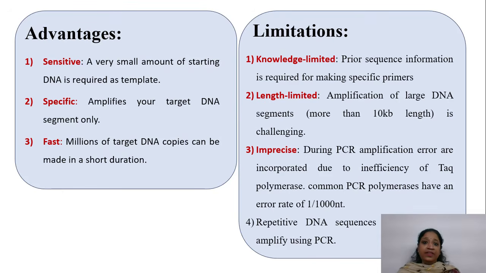Number 1. Sensitivity. PCR is incredibly sensitive, requiring only a small amount of starting DNA to generate millions of copies. This makes it invaluable in situations where DNA is limited, such as forensic samples or ancient DNA studies. PCR is very specific. That means the advantage is its specificity because it amplifies only the target DNA segment, guided by the primers designed for that sequence.